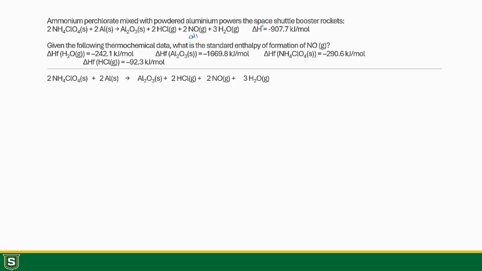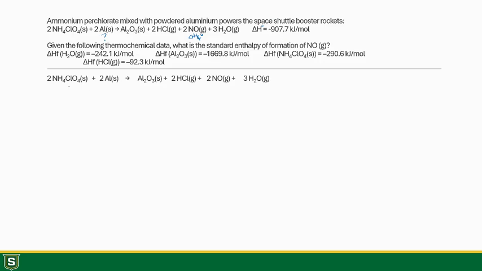It wants the standard enthalpy of formation of this thing, and it gave me the ammonium, it gave me water gas, it gave me aluminum oxide, it gave me ammonium chlorate, it gave me HCl. It didn't give me aluminum, and it didn't give me NO, but that's the thing it's asking for, but it did give me the total. So again, let's kind of organize it in this system.